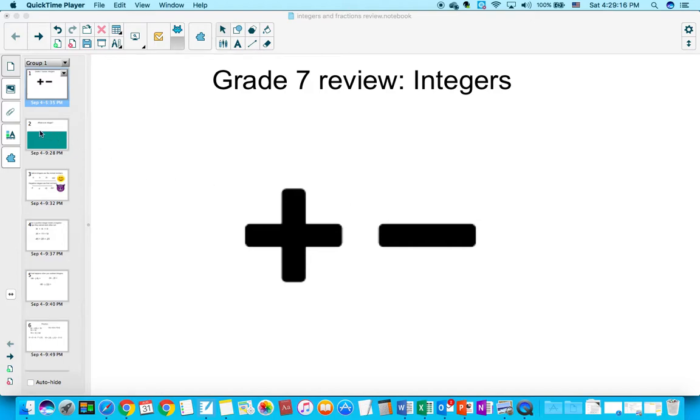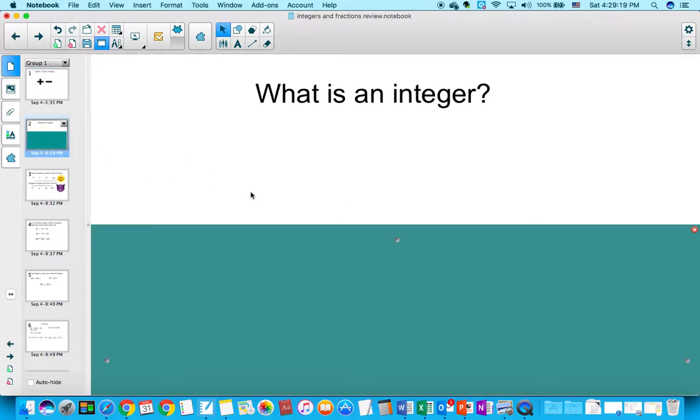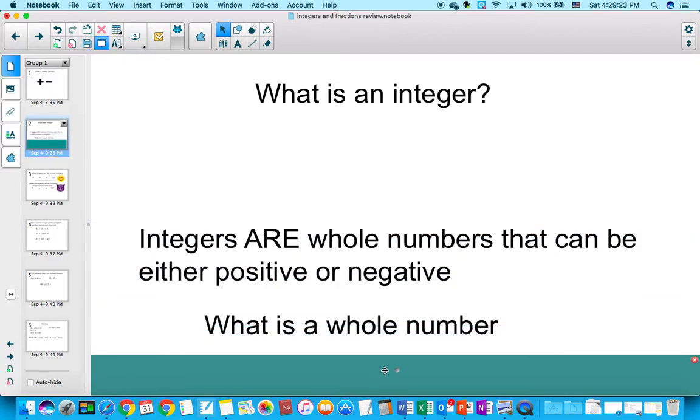So we're going to start with integers. What's an integer? Well, all it is is a whole number that can be positive or negative. What's a whole number? That's easy. A whole number is any number that doesn't have decimals in it. So if it has a decimal in it, not a whole number. That's it.